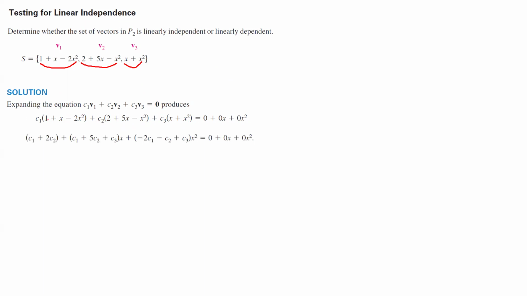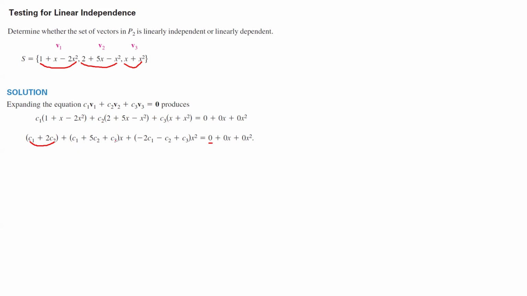Now, if you distribute c1 into the parentheses, you can combine the constant terms. So this is c1 plus 2c2, and here you don't have any constant. You only end up with a linear term and a quadratic term. So c1 plus 2c2 must be equal to 0. Then for the second combination, c1 times x plus 5c2 x plus c3 x is equal to 0 as well.